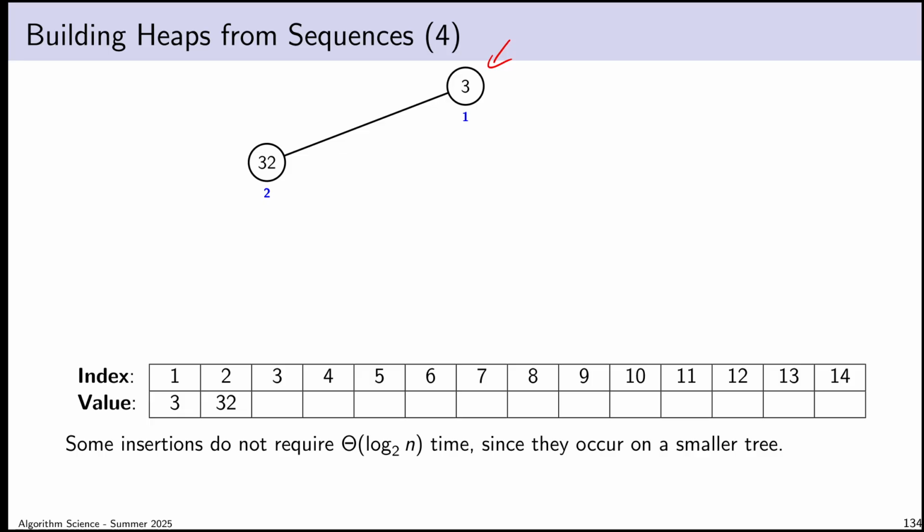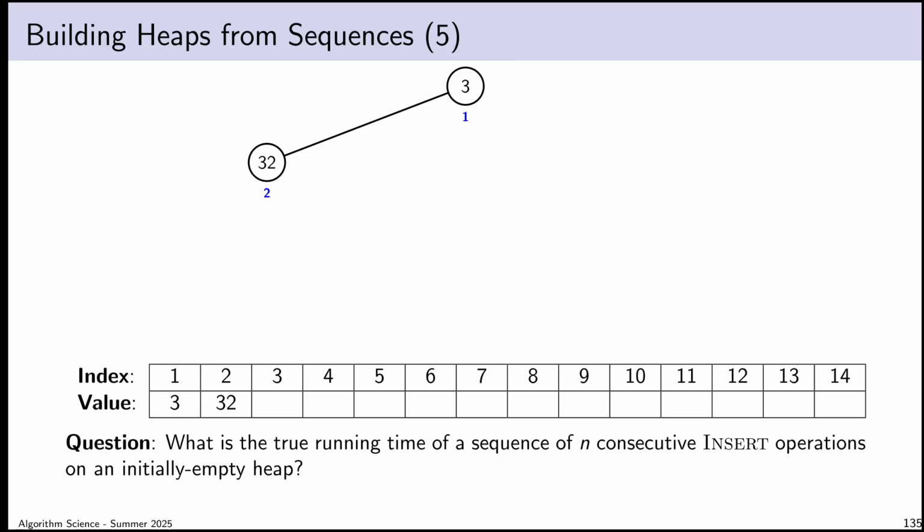And the question is, if I'm doing n of them, is it possible that I can do all of the insertions in a total time that is less than n log n? And the answer is, from an asymptotic point of view, actually no. So the question is, what is the true running time of a sequence of n consecutive insert operations with no remove minimums on an initially empty heap?